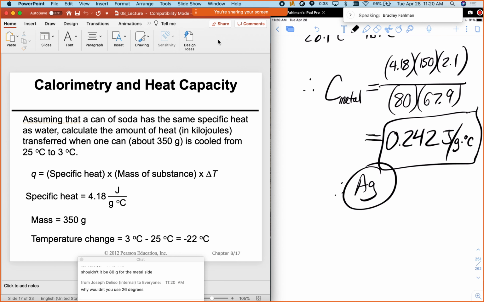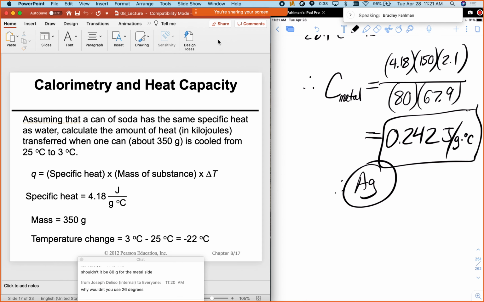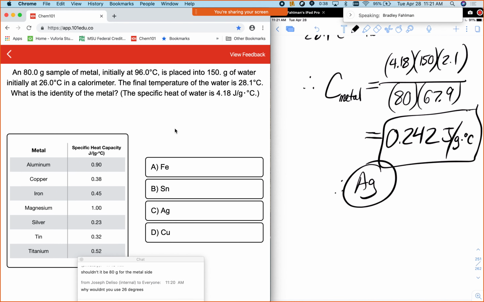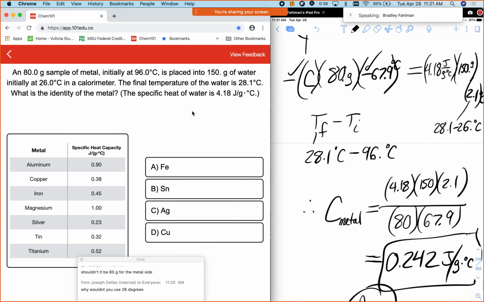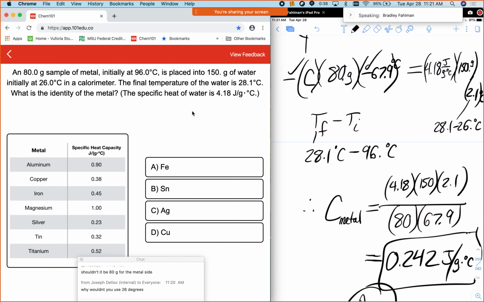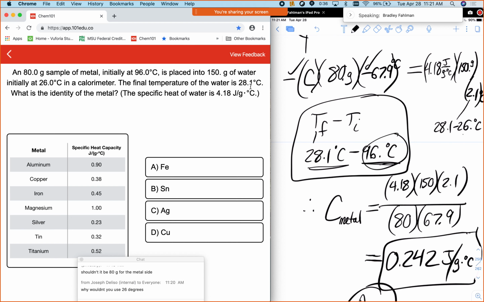Okay. The question, why wouldn't you use 26 degrees? Yeah, let's go back to that question. So to calculate the final, it's final minus initial, and for the metal, the final is going to be the final temperature of the water. So that's why you did 28.1 minus 96, the initial temperature of the metal. And then we actually did use 26 for the water, right? Because that was its initial temperature, and then that was its final.